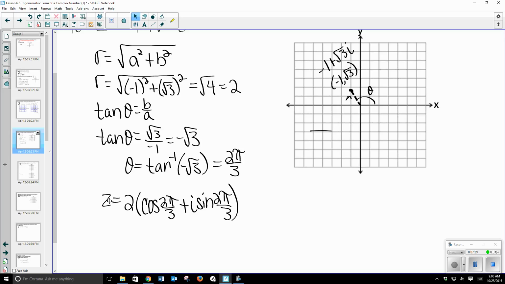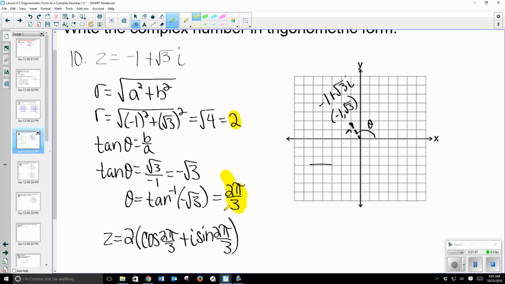So 2z is equal to, remember the formula is r out here, cosine of the angle plus i sine of the angle. So you're just going to plug in 2 for r and 2 pi over 3 for your angle. And that is that complex number written in trigonometric form.